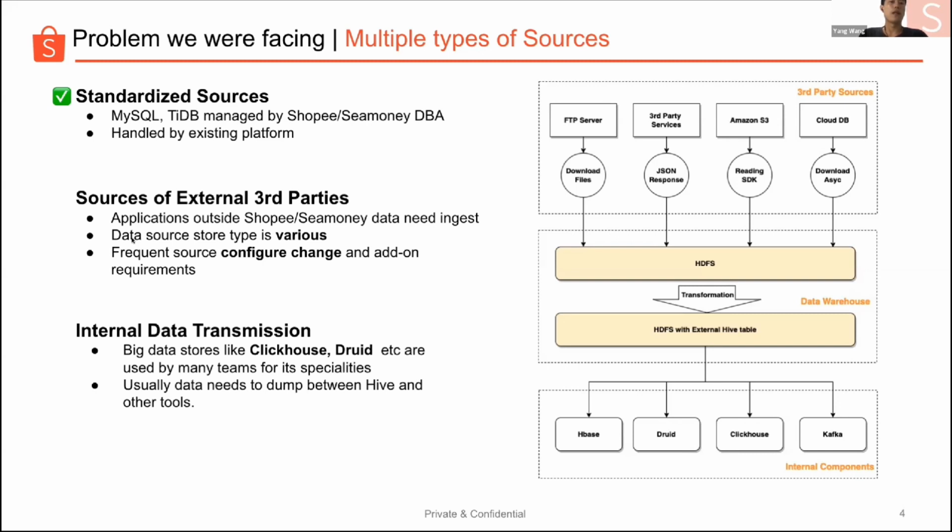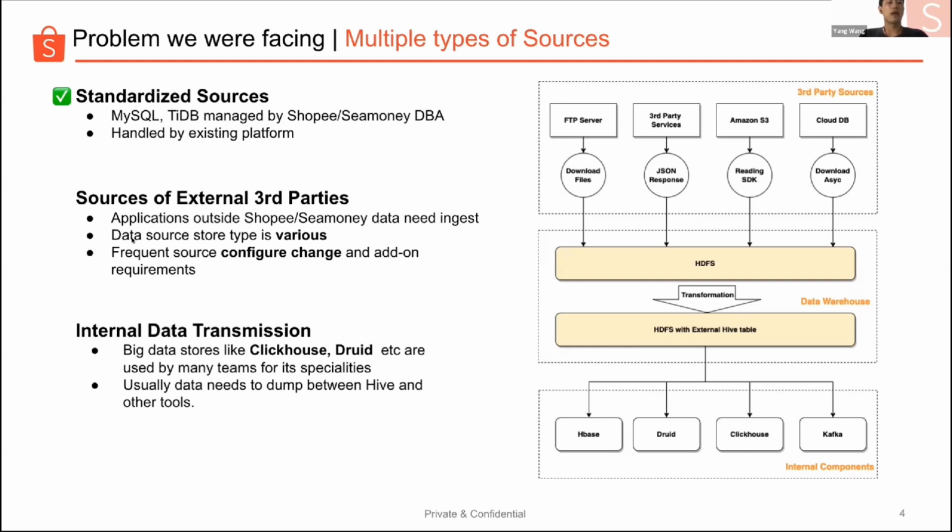Obviously, there is still a lot of data stored in different local regions. These sources do not have the same conventions. We couldn't build a standardized product for them in a short time. As you can see in the picture upper right, we call these non-standard data sources third-party data sources. And there are many different kinds of them: FTP, API, S3, CloudDB, etc.